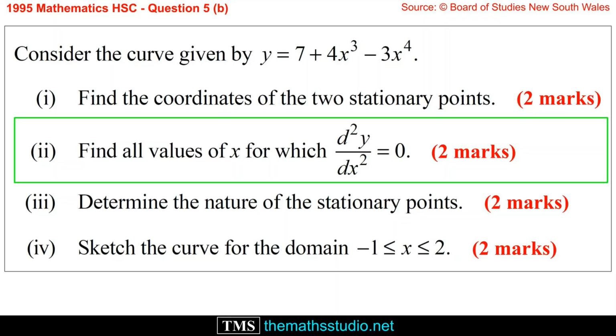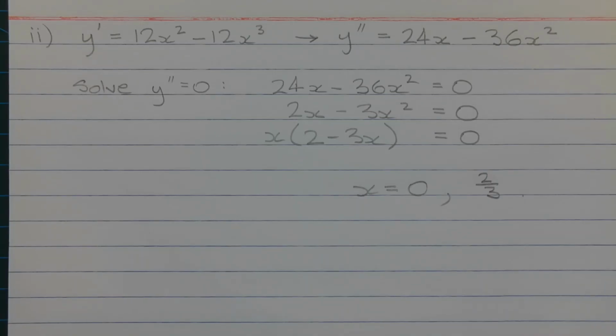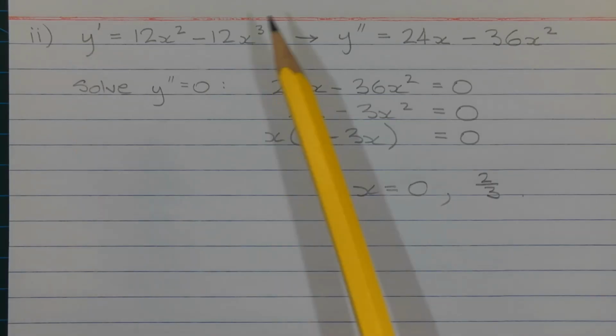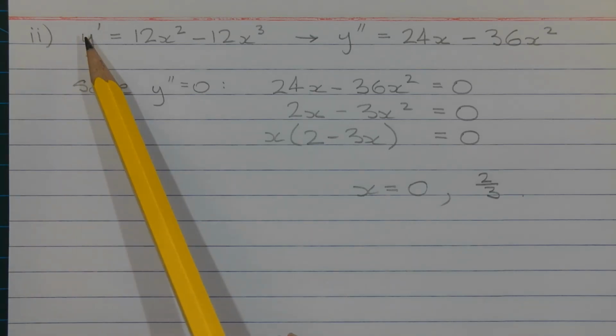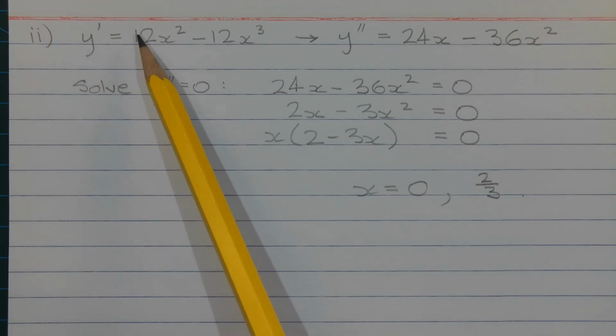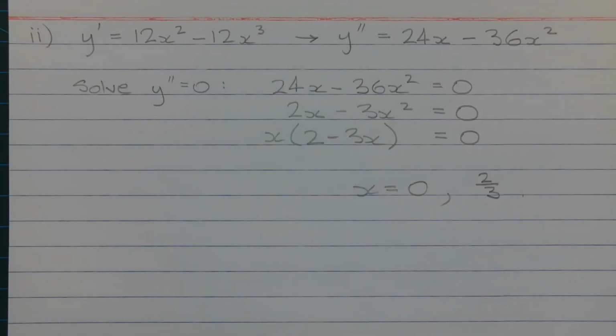Part 2. Find all values of x for which d squared y over dx squared equals 0. To find the second derivative d squared y over dx squared, or y double dash, we can differentiate the first derivative that we found in part 1. So from part 1, the first derivative y dash equals 12x squared minus 12x cubed.